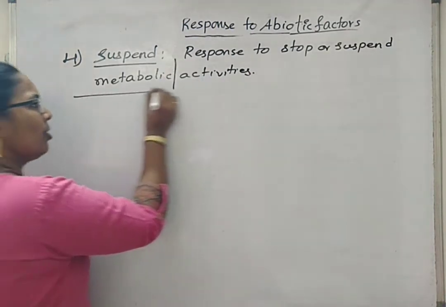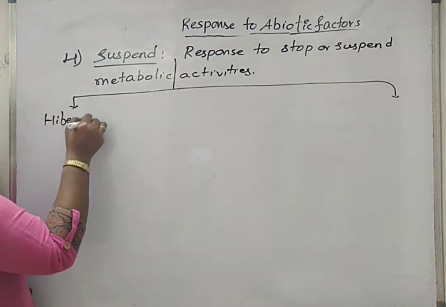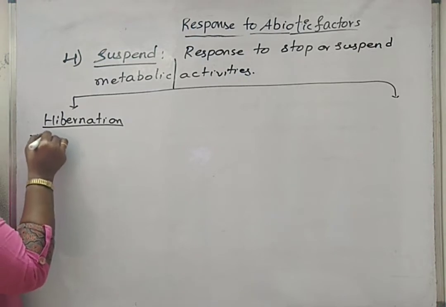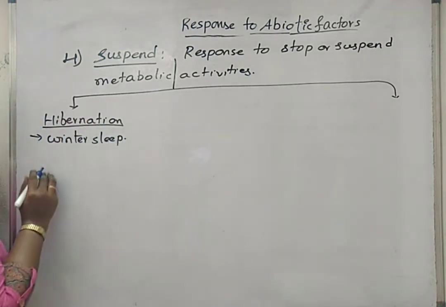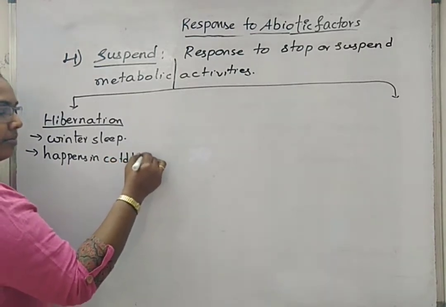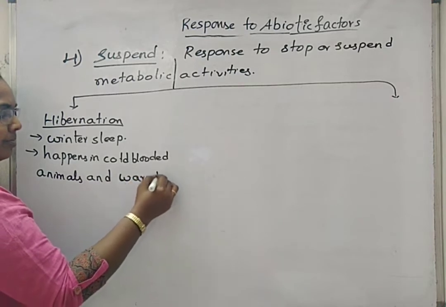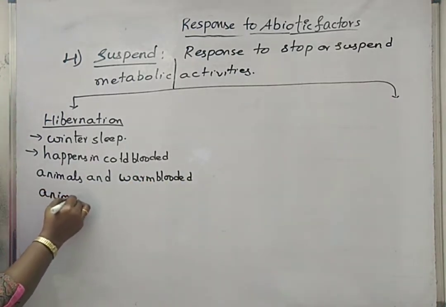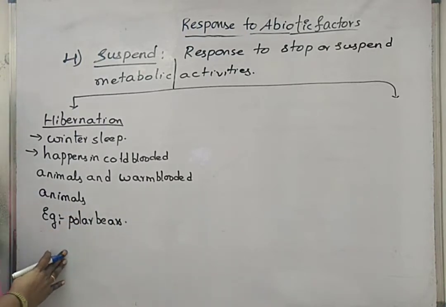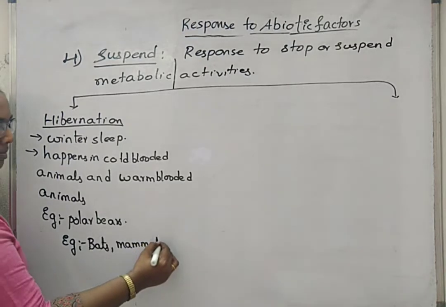Based on this stopping or suspending, organisms undergo different conditions. The first one is hibernation. They exhibit different types of responses. Hibernation, in simple words, is called winter sleep. Where does this happen? This happens in cold-blooded animals and warm-blooded animals also. For example, we can take polar bears. They undergo winter sleep, that is hibernation. Other examples are bats, mammals, some birds, etc.